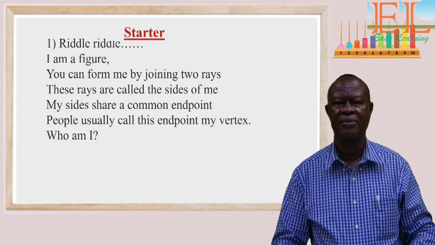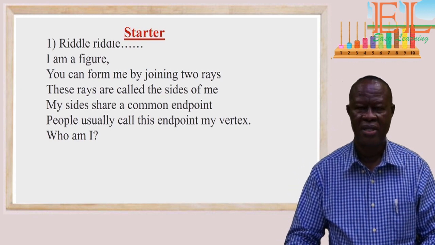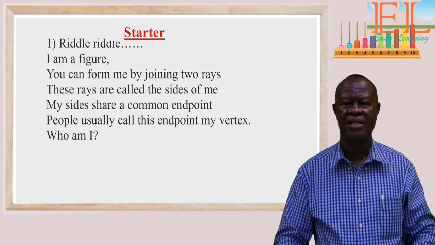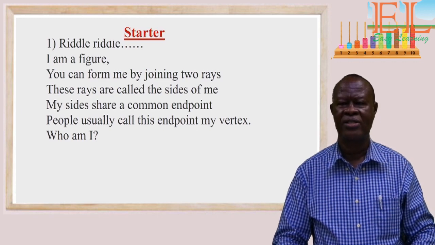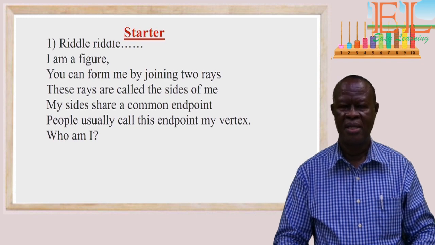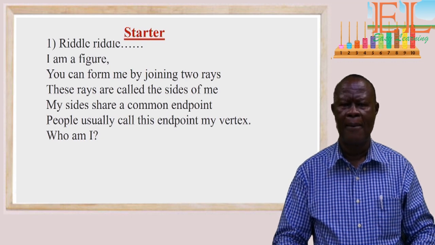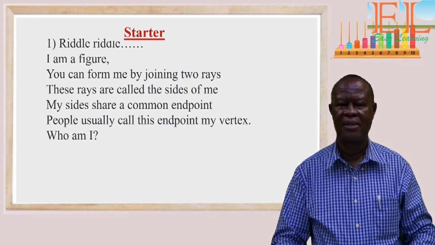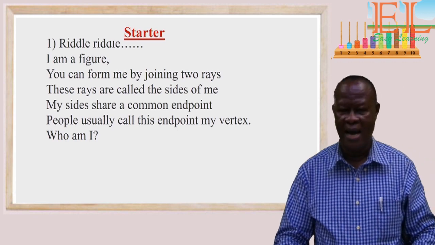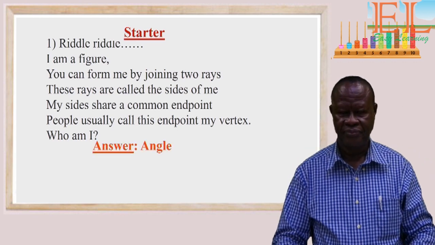We take the riddle again. Riddle. I'm a figure. You can form me by joining two rays. These rays are called the sides of me. My sides share a common endpoint. People usually call this endpoint my vertex. Who am I? Yes, the answer is angle, or an angle.